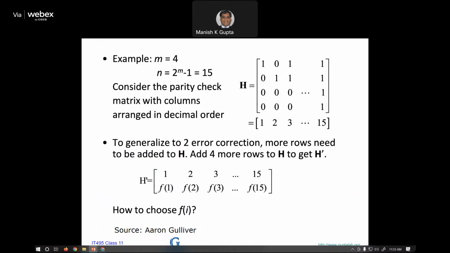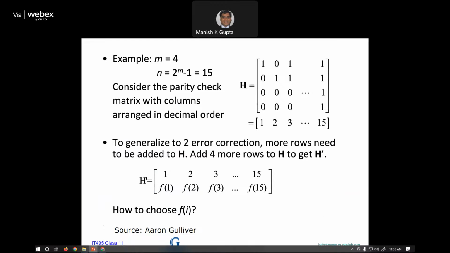See, it's a powerful technique of algebra. The initial parity check matrix can correct a single error because the distance is 3. I want to increase the distance because I want to correct more errors. So I have added additional rows. I don't know what those rows are. I call them some function of these columns. That function I don't know. I will try to find it such that I can correct two errors. This is a very simple idea. So how to choose this f of i?